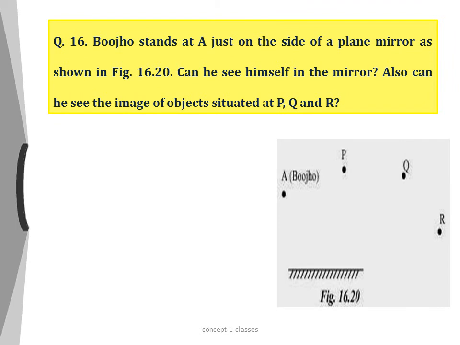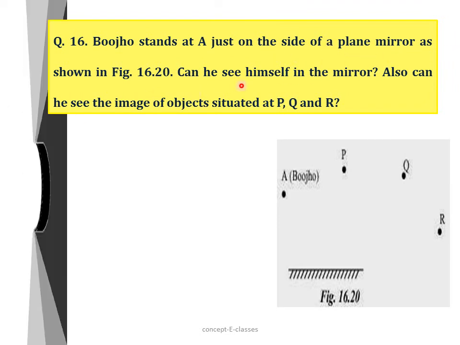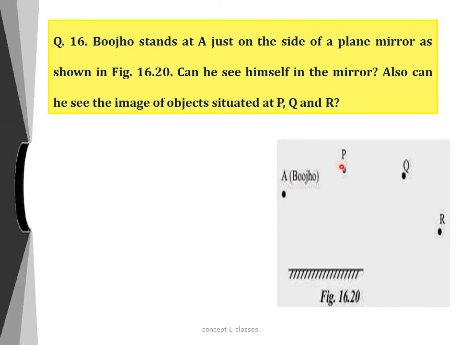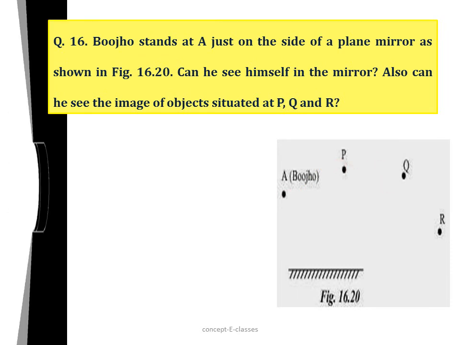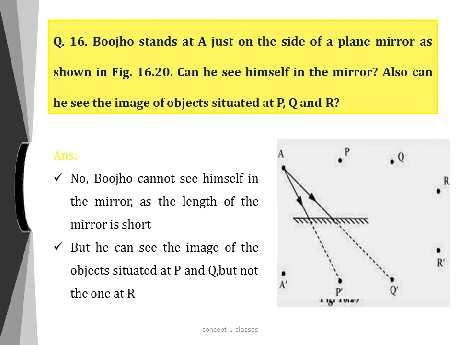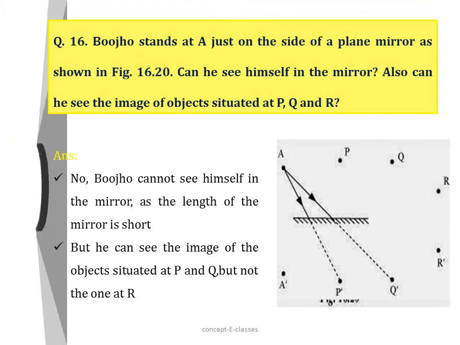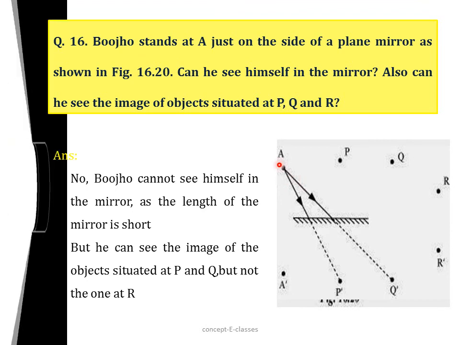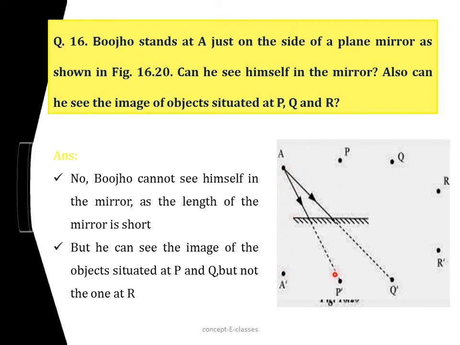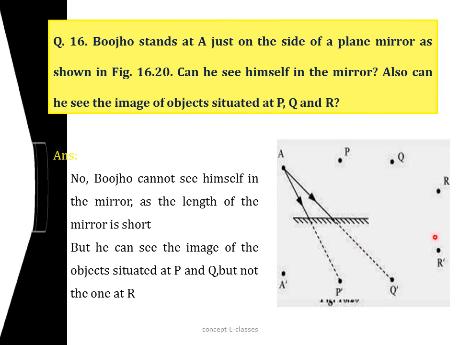Question number 16. Boojho stands at A just on the side of a plane mirror as shown in the figure. Can he see himself in the mirror? And also can he see the image of the objects situated at P, Q and R? So we have already studied that the plane mirror forms a virtual image behind the mirror at the same distance at which the object is in the front of the mirror. So let's say A dash is a virtual image of A, P will form virtual image P dash, Q will form virtual image Q dash, R will form R dash.